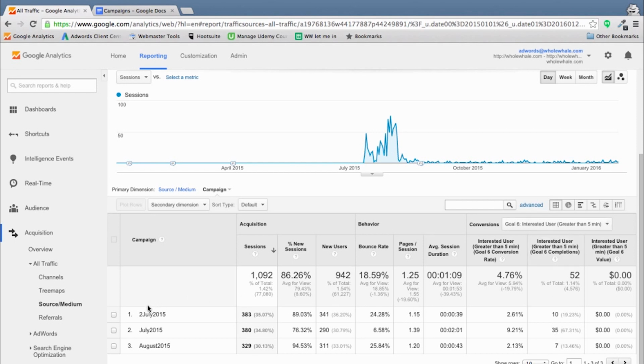So what do you see when we look at this campaign? The July campaign was way better than the August or the halfway through July campaign at driving interested users, people staying longer than 5 minutes. Not only in the raw number of people who did that, but in the conversion rate. So the number of people who stayed longer than 5 minutes divided by the total number of people.